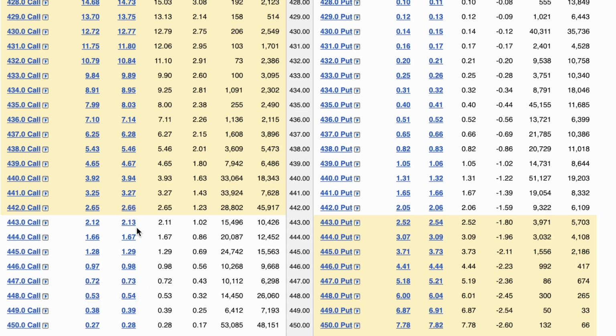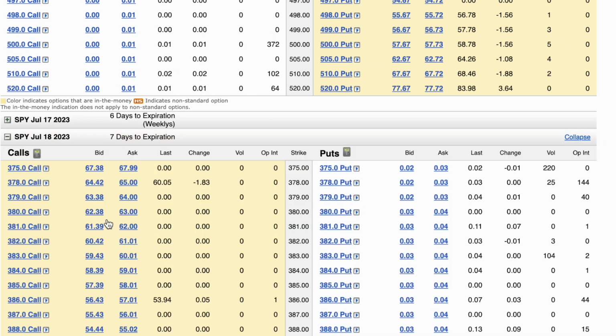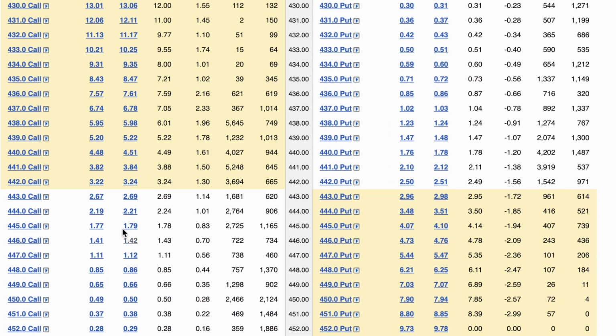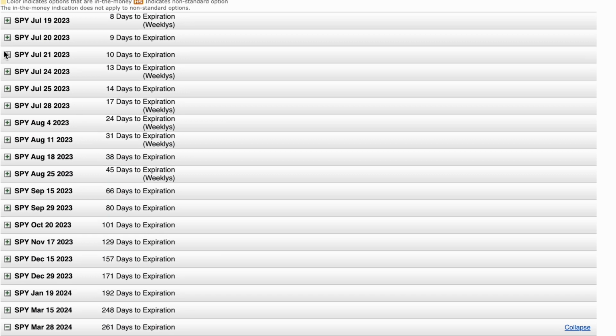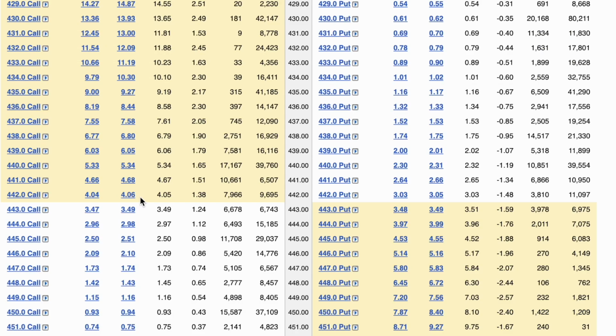All right, let's look a little further out. Let's say 7 days out. Again, the difference between the 442 call and the 441 call, 3.84 minus 3.24, is 60 cents. Now, why are we subtracting these? Because this is a nice approximation to how much you will make if there is a dollar move in the SPY. Let's go further out. Let's talk 10 days. And the difference between 4.68 and 4.06 is 62 cents. So as you can see, these numbers are all the same.